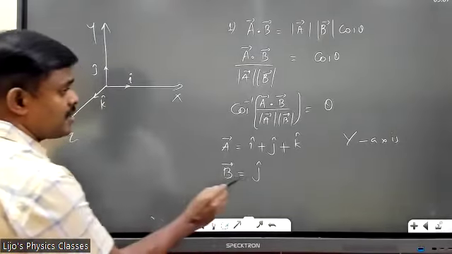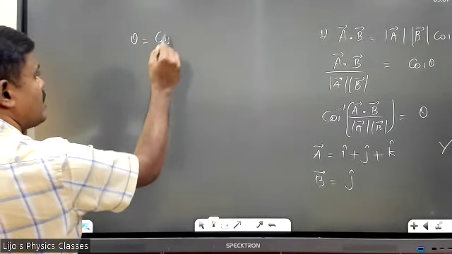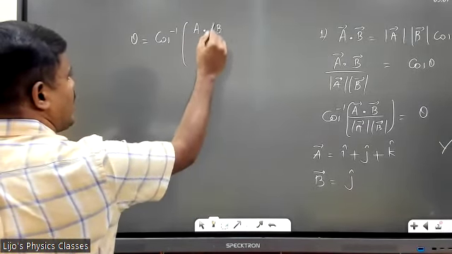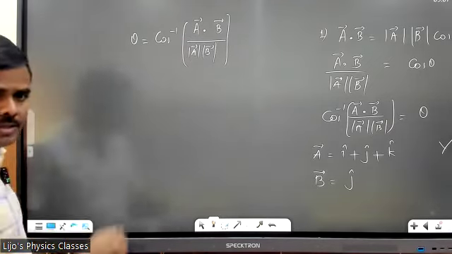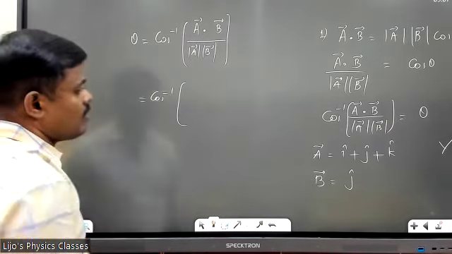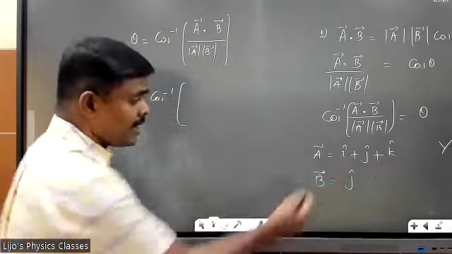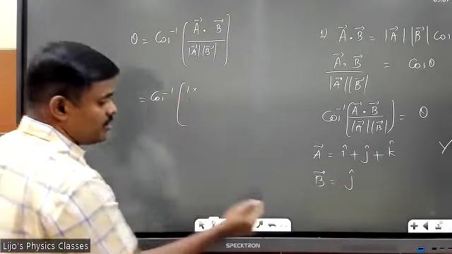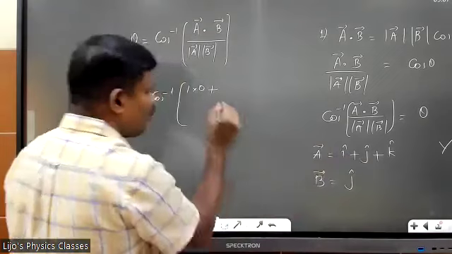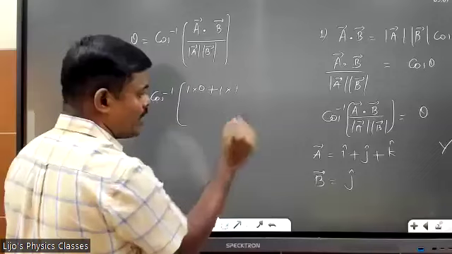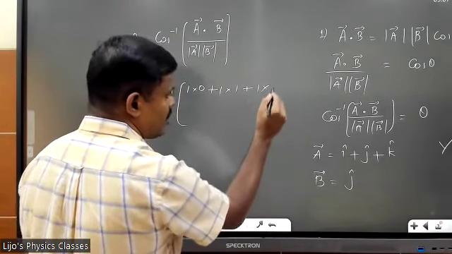Now I'm going to find the angle between them, right? So what is the equation for angle? Cos inverse of A dot B divided by mod A into mod B. See this, what is A dot B? I component into I component. What is the I component? One I. So 1 into I component is 0, no I component in B. J component is 1 into 1J, right? Plus K component, 1 into K component is 0.